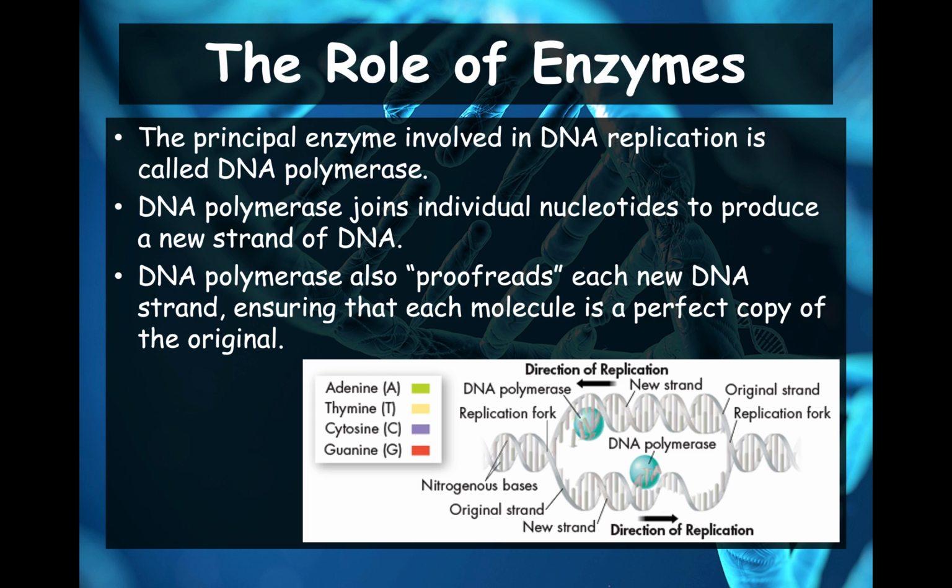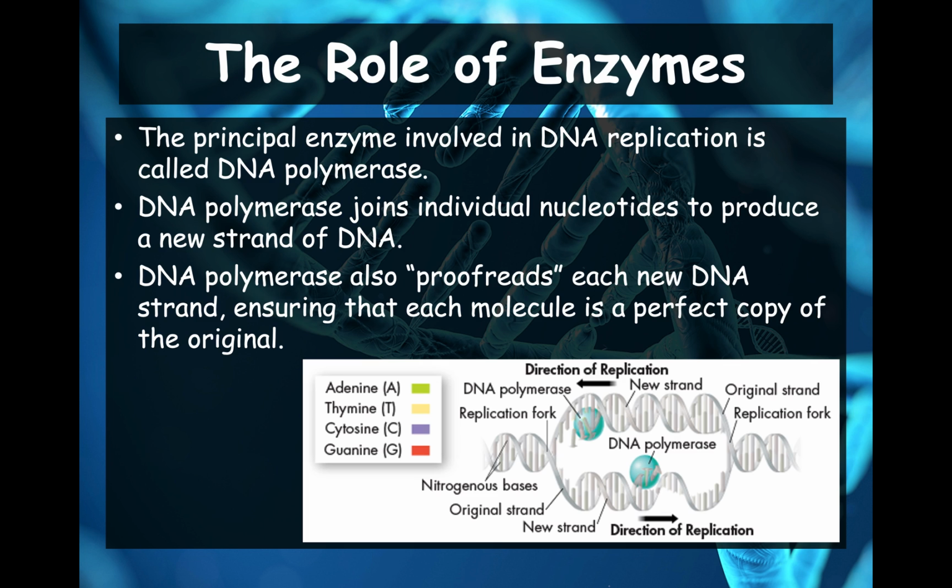DNA polymerase joins individual nucleotides. Remember, a nucleotide is just one little rung of the DNA ladder. So it's the phosphate backbone, the deoxyribose sugar, and the nitrogenous base. So it joins individual nucleotides to produce a new strand of DNA. DNA polymerase also proofreads each DNA strand, ensuring that each molecule is a perfect copy of the other. So really, really important there.